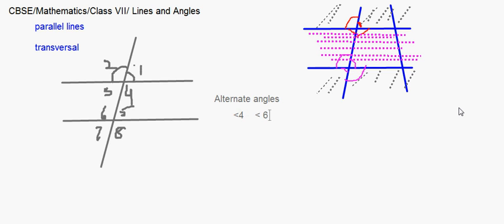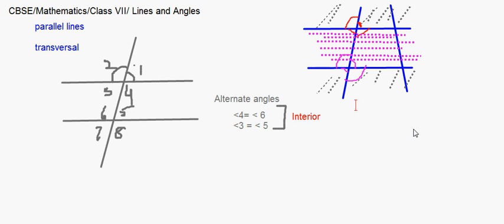Also at the same time, I would tell you that when there are parallel lines and a transversal is drawn, the alternate angles are actually equal. That means angle 4 is equal to angle 6. Similarly, angle 3 is equal to angle 5. Now these two are called the interior alternate angles.